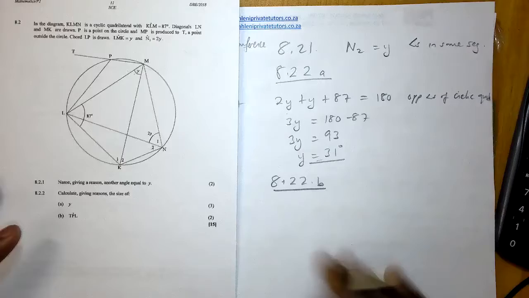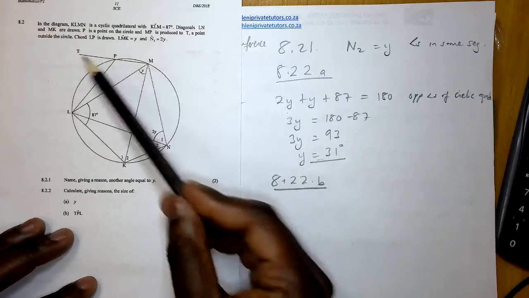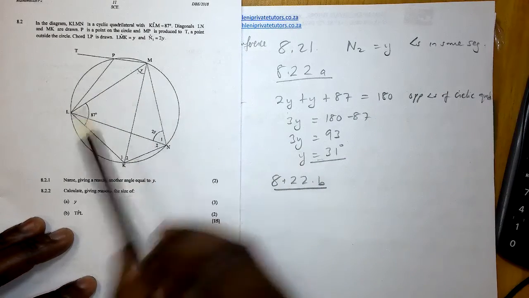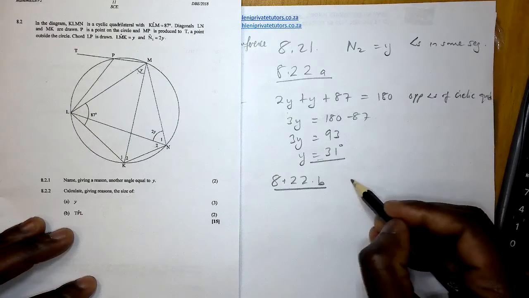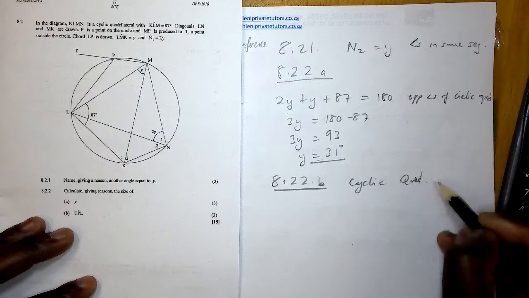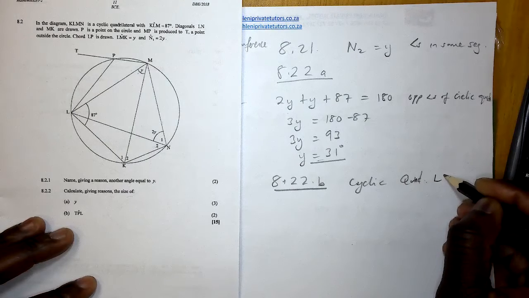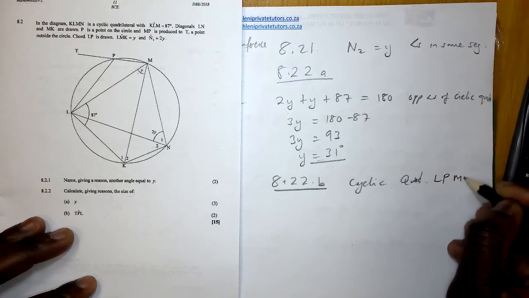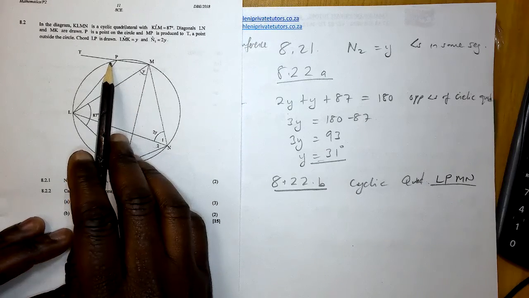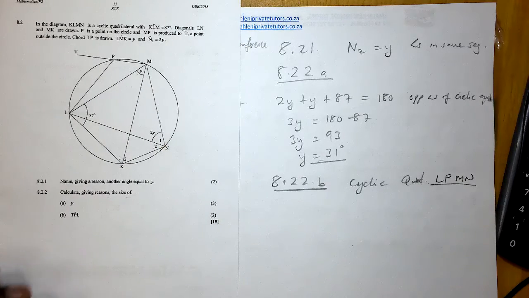8.2.2b. It's calculating the size of TPL. TPL is equal to 2y. Now, look here. We have two cyclic quads here. The cyclic quad that we have to look at is LPMN. So it's a cyclic quad there, as you can see. And the opposite interior angle is N2, which is 2y.